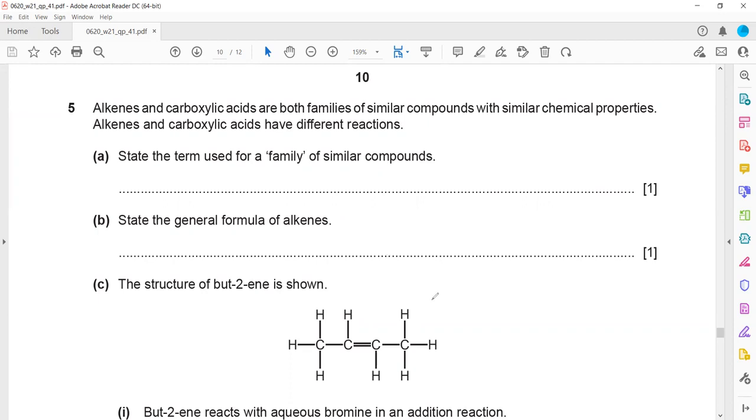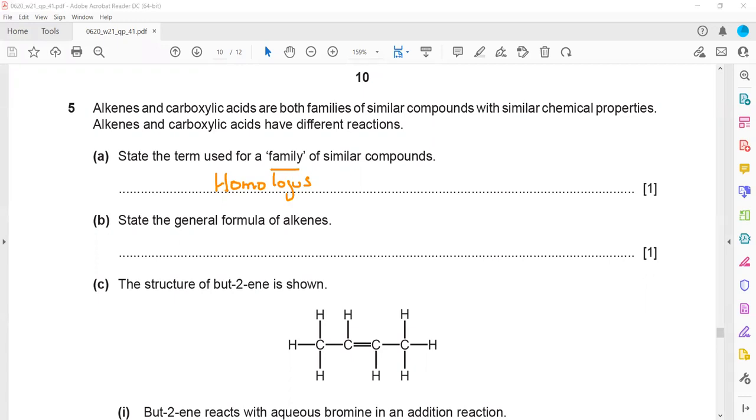In organic chemistry, there is a term which we use for a family of compounds. We call them homologous. This is a term which we always use to represent that different organic compounds have the same properties.